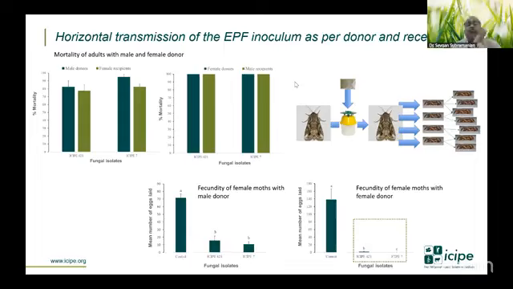We also tried compatibility of entomopathogenic fungus with pheromones, and we are able to clearly find that yes, the entomopathogenic fungus are compatible with the pheromones. So this gives a clear opportunity of developing auto-dissemination tools, where the tools can be used both for monitoring and also as a focal point for disseminating entomopathogenic fungus into the fall armyworm population.